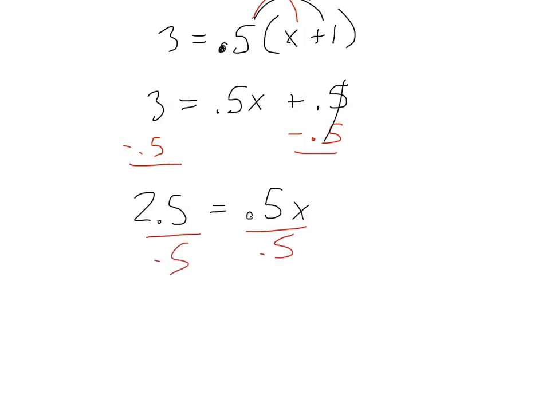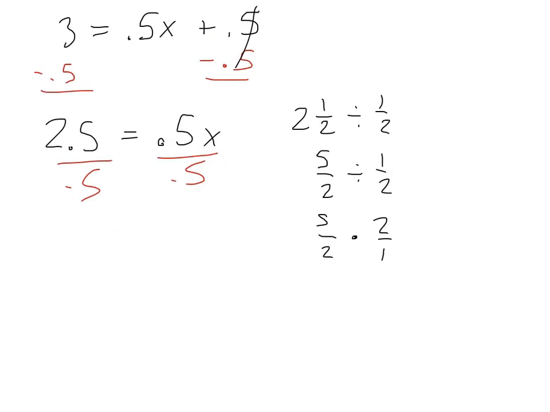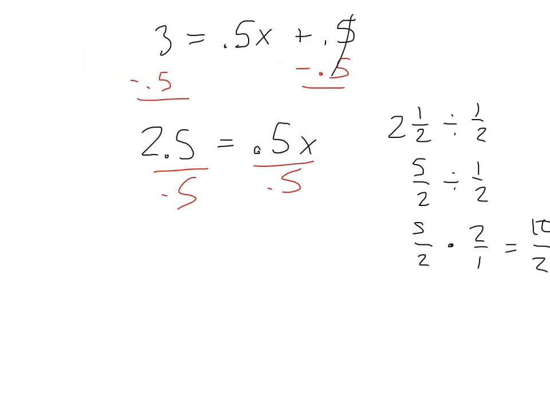What is 2.5 divided by 0.5? Well, it's like saying 2.5 divided by 1/2. That's the same as 5 over 2 divided by 1 over 2. 5 over 2, it could keep, change, flip. So that gets you 5 times 2 is 10 over 2. 10 divided by 2, of course, is 5. So here, those cancel or both become 1s. You get x to equal 2.5 divided by, that's a 0.5, not a negative 5, sorry guys. What does that equal? 5.